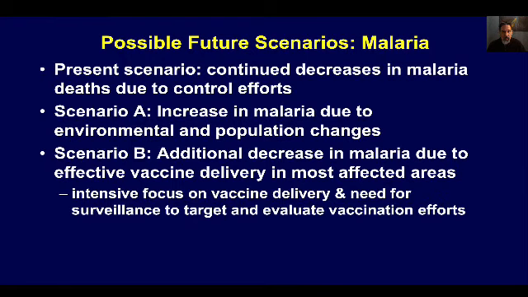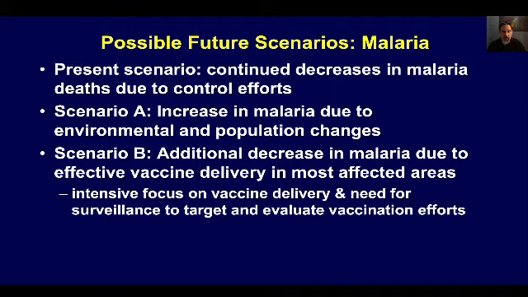So in terms of possible future scenarios for malaria, currently we're seeing decreases in malaria deaths that are due to some of the control efforts that have been ongoing for decades and increasing in intensity. One scenario is that we see increases in malaria due to some of the environmental and population changes that I was alluding to. But another scenario is that we have additional decreases on top of what we've been seeing in the last decade or so because of effective vaccine delivery.